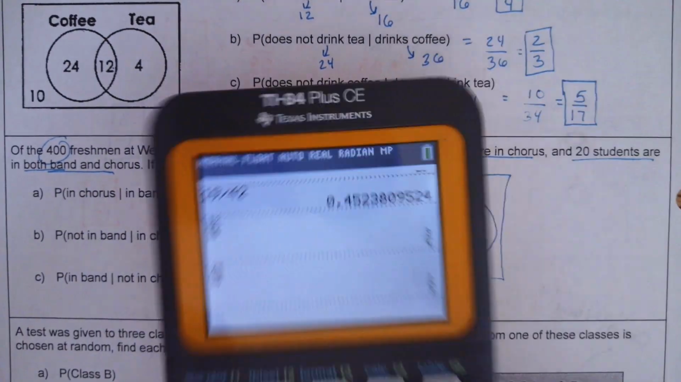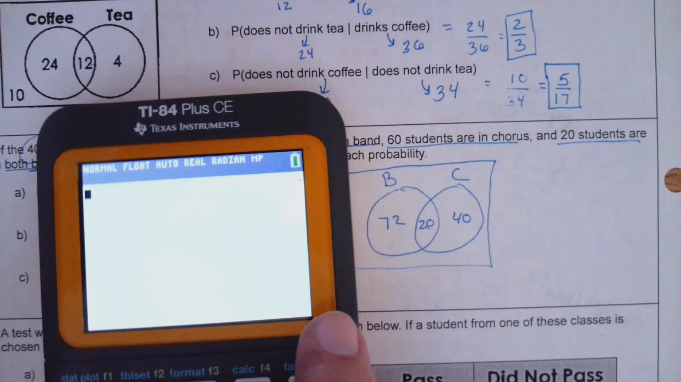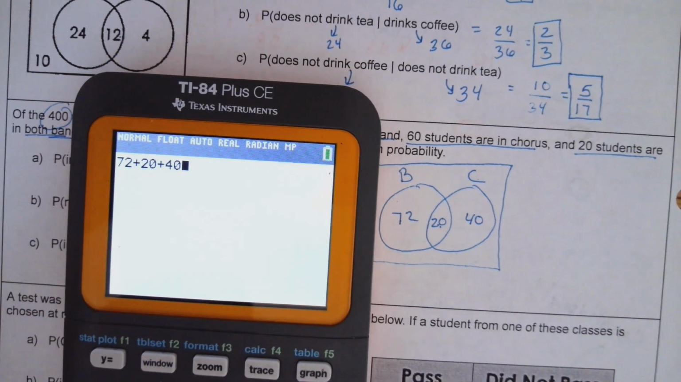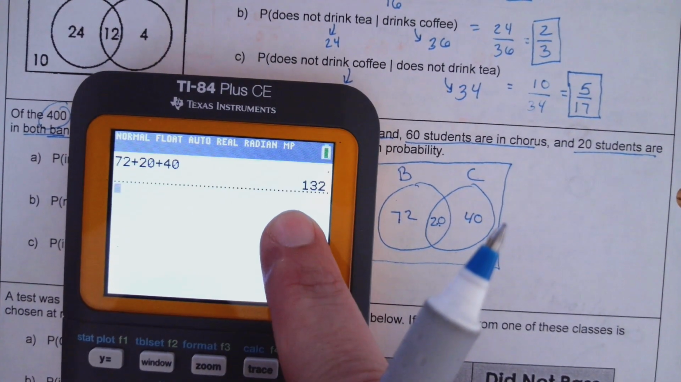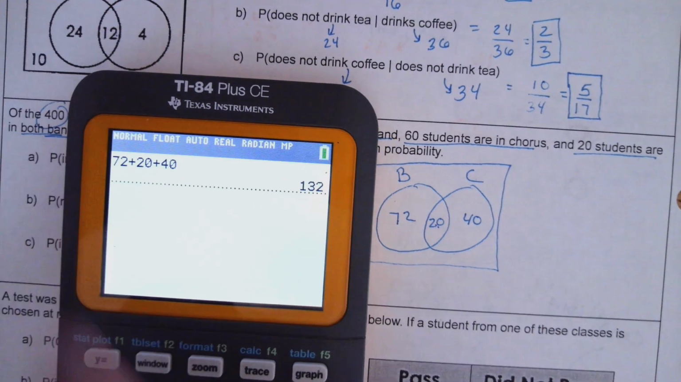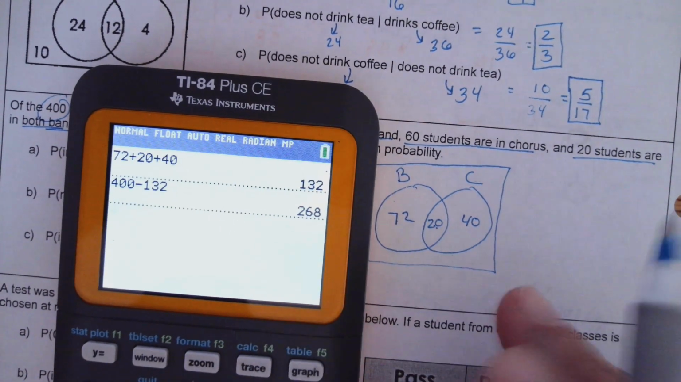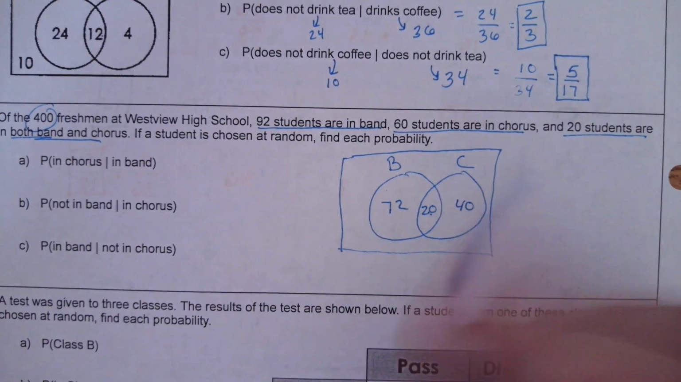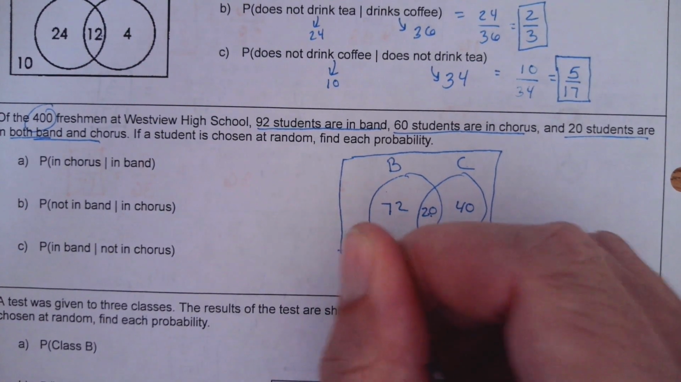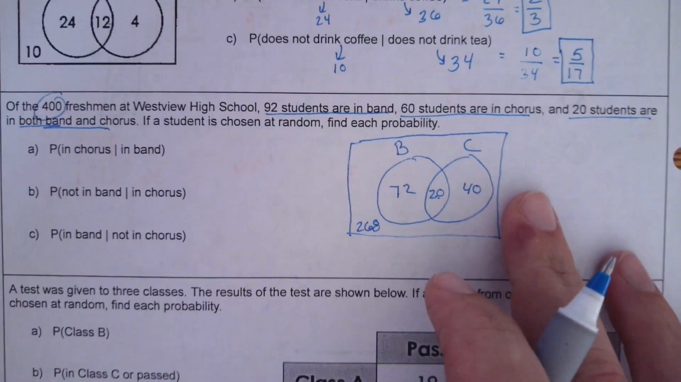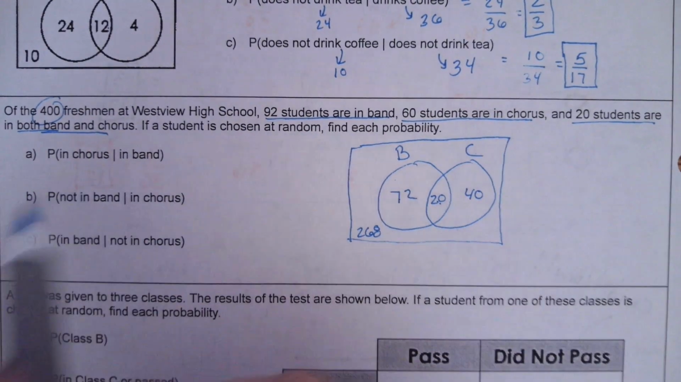I'm going to add these up. So I got 72 plus 20 plus 40 gives me 132. There's 400 total in the school, so 400 minus 132 is 268. So this number out here is 268. 268 students do not do band or chorus. All right, so here we go.